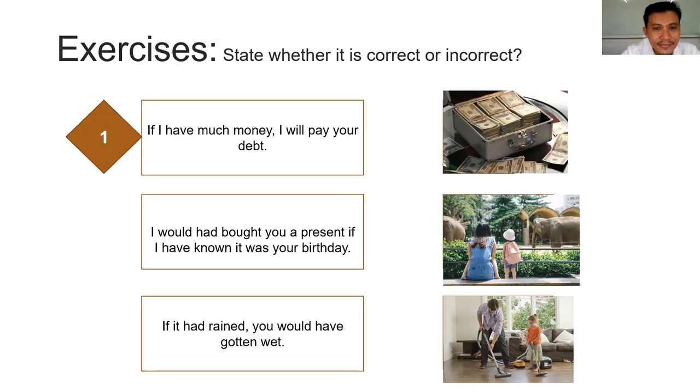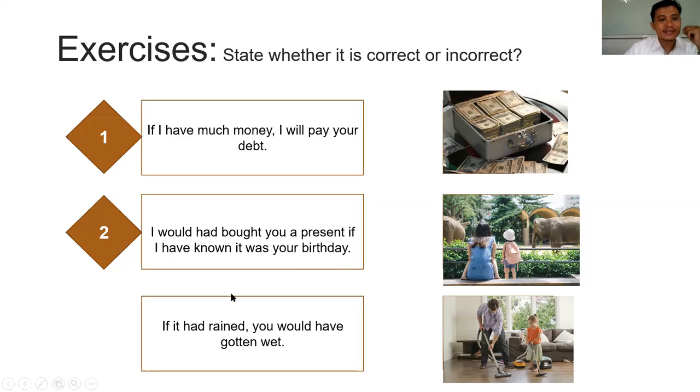If I had had much money, I would have paid your debt. Okay, very good. That's right. Number 2. Who will answer number 2? Shifa, please. I would have bought you a present if I had known it was your birthday. Okay, I would have, not had, but have. I would have bought you a present if I had known it was your birthday. Thank you, very good.